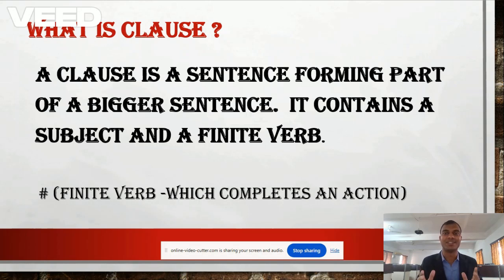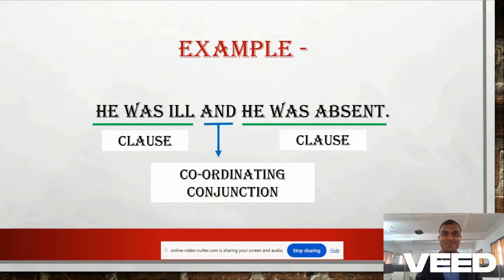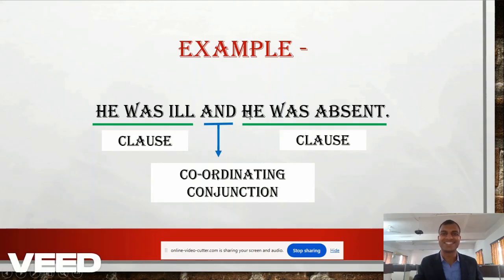Let us give an example so that it will be easy to understand. For example, this sentence: He was ill and he was absent. If we divide the sentence into two parts, you can see the first part that is underlined, he was ill. The second part is he was absent. Both these parts are joined together using a coordinating conjunction. So this is a clause. These two are separate clauses joined together in a sentence.